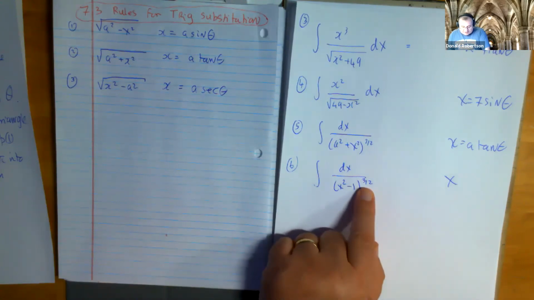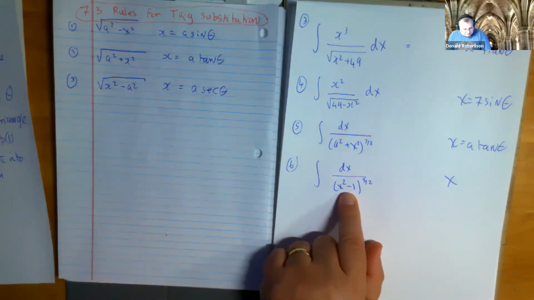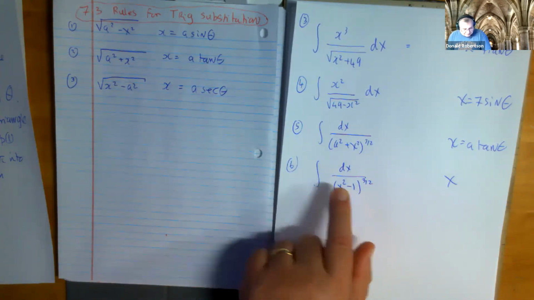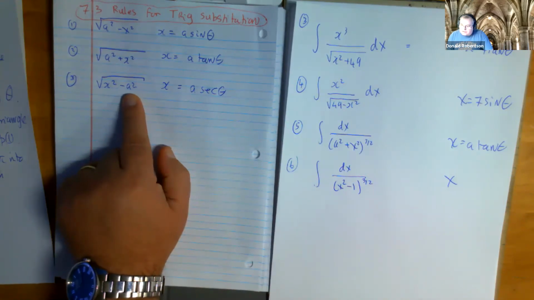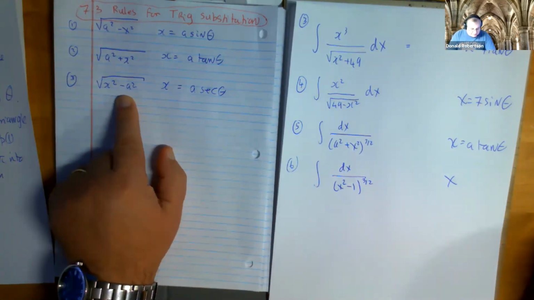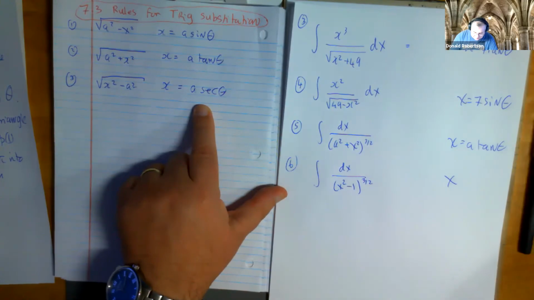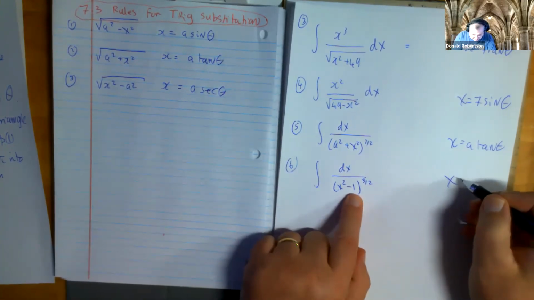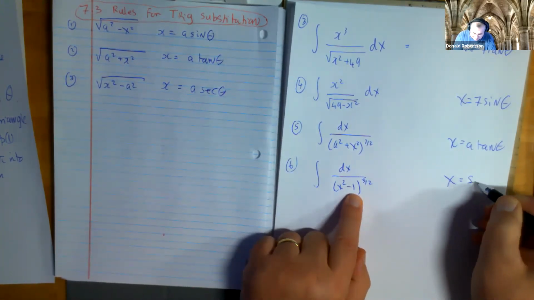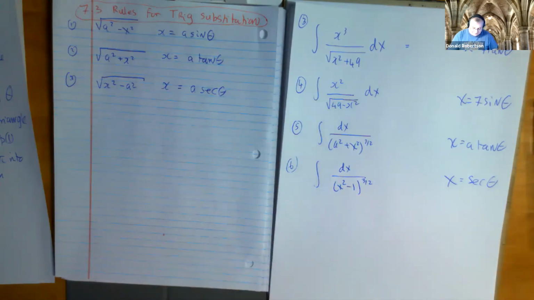Now, a half is a square root. 3 halves is just a member of the family of them. So x squared minus 1 is the important part. Do you recognize it's number 3? And number 3 in this case is a, which is 1. So I don't write it. Secant theta. Do a few more.